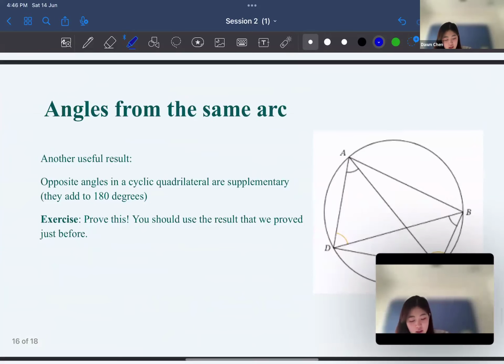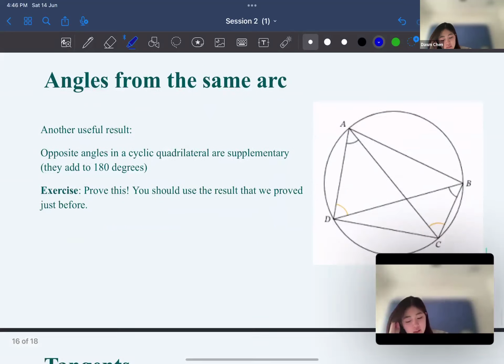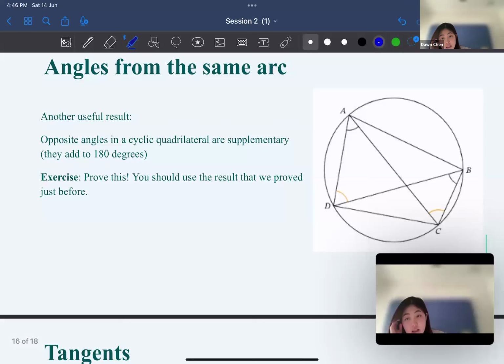Okay, so now the angles from the same arc. Another useful result is that the opposite angles in a cyclic quadrilateral are supplementary, or they add to 180 degrees. We've talked a lot about circle properties, and now we want to relate this back to what a cyclic quadrilateral is. Remember, a cyclic quadrilateral is a four-sided shape that can be inscribed inside a circle. So ABCD in this diagram would be a cyclic quadrilateral.